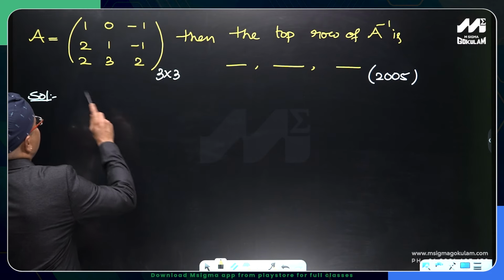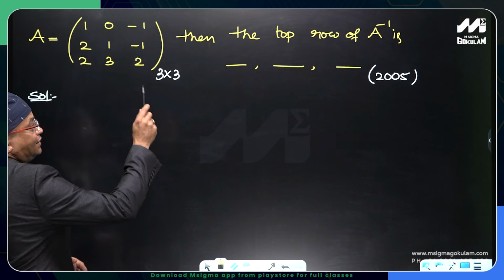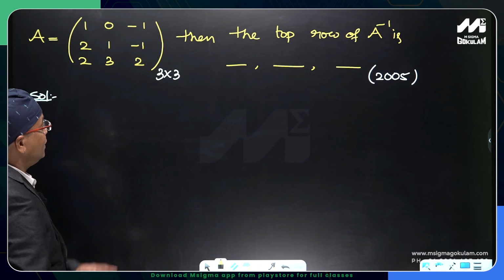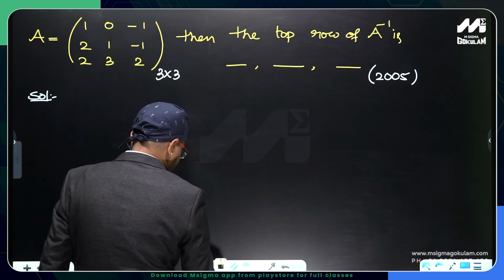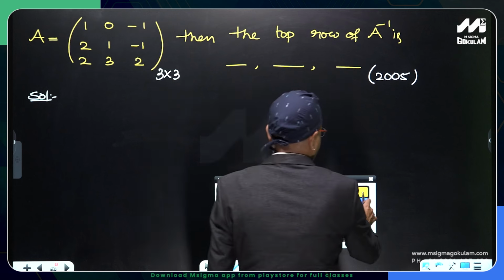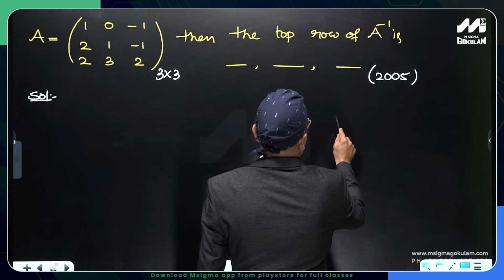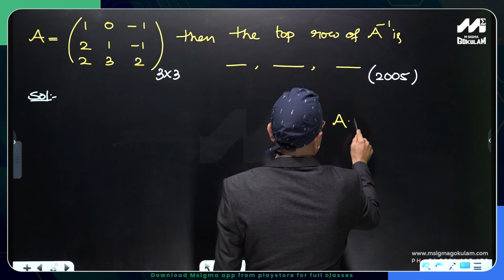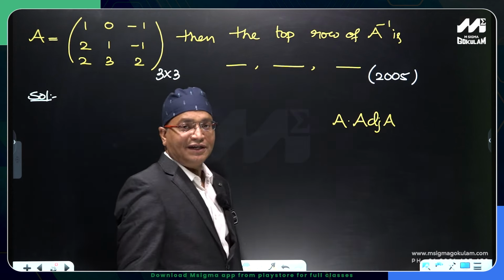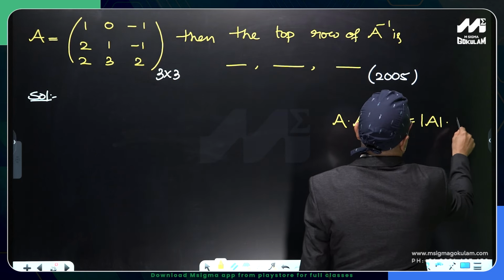A equals [1 0 -1; 2 1 -1; 2 3 2]. Then the top row of A inverse. Here, what is the inverse concept? It is very important to remember one excellent result here. We know A into its adjoint matrix, if you multiply, it is always det A into I.